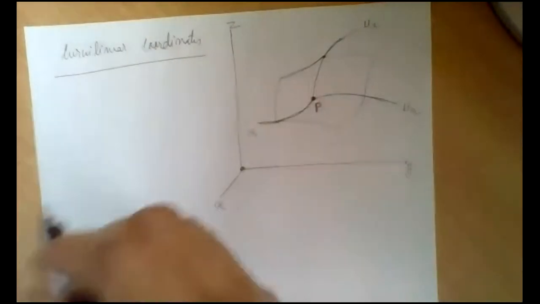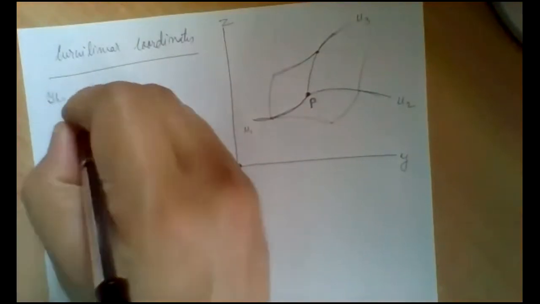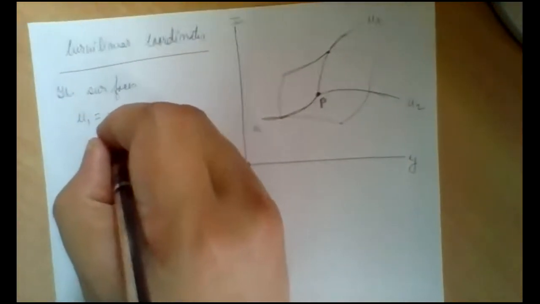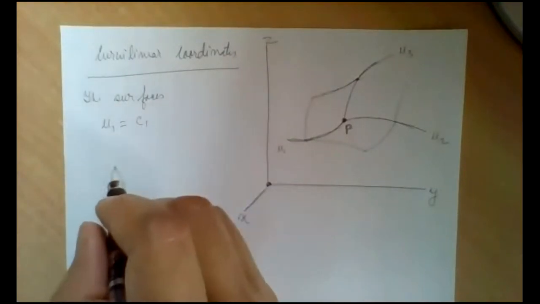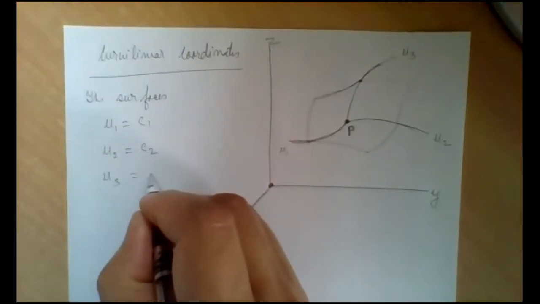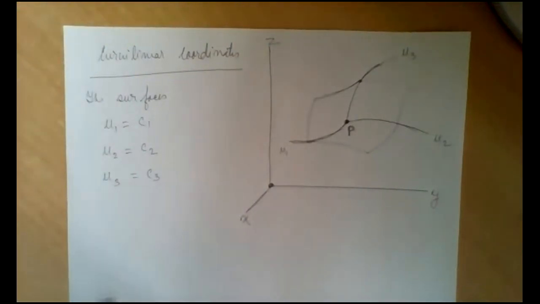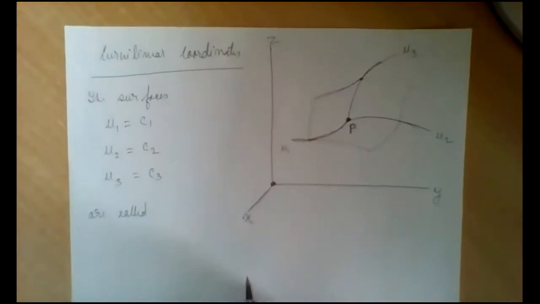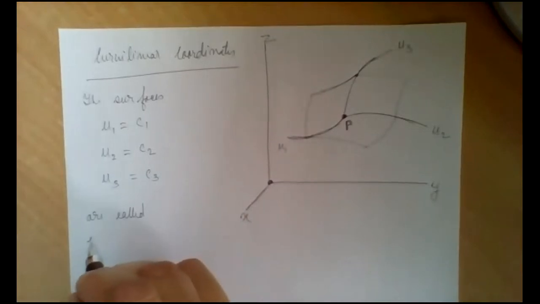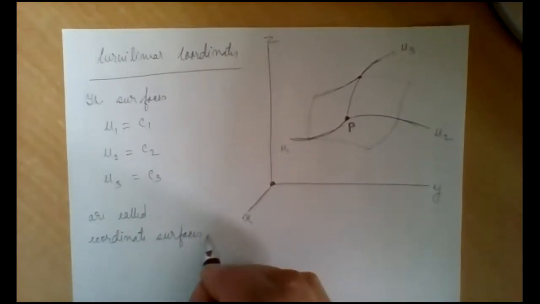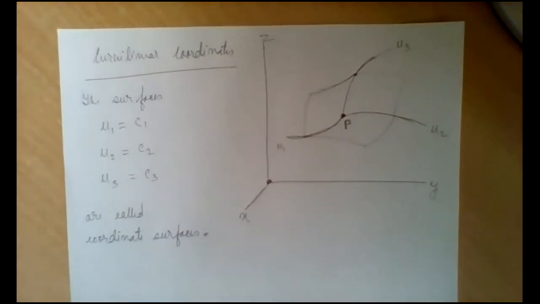So at point P, let us draw the surfaces: u1 equal to some constant c1, u2 equal to another constant c2, and u3 equal to another constant c3, where c1, c2, c3 are constants. These surfaces are called coordinate surfaces.